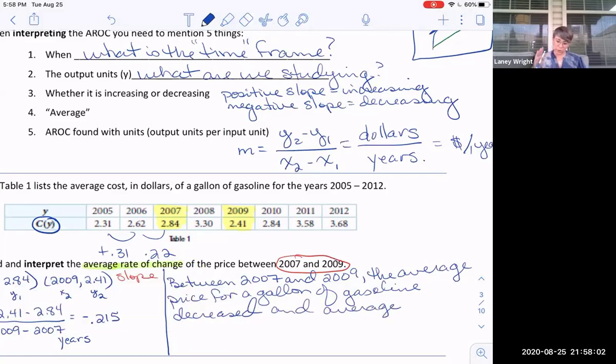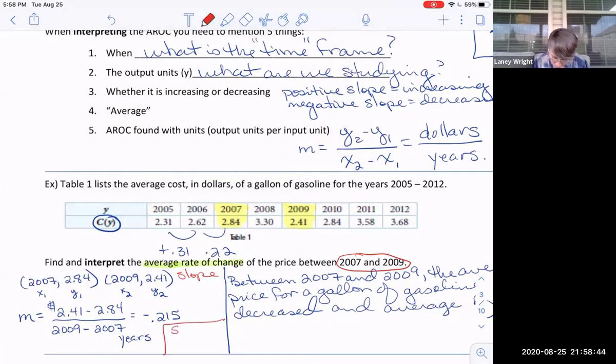Because again, it fluctuated. It looked like it went up between 2007 2008, but then it plummeted down in 2009. So that's why we have to say an average of, and what did we find? It was a negative 0.215. So that is $0.215 or 21.5 cents. Okay. When it comes to money, both of them are fine. You could leave it in dollars or you can change it into cents.